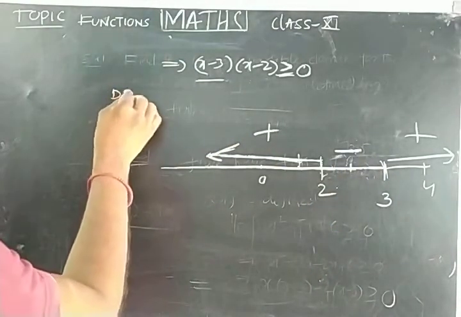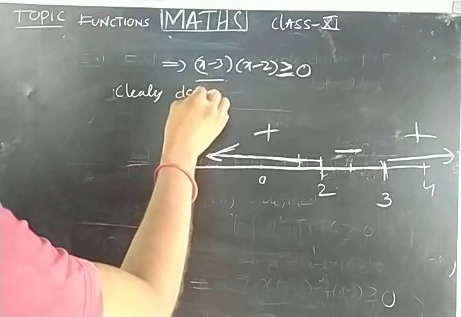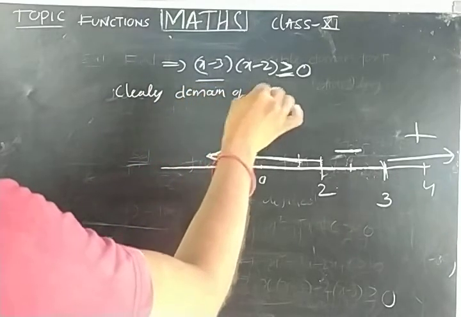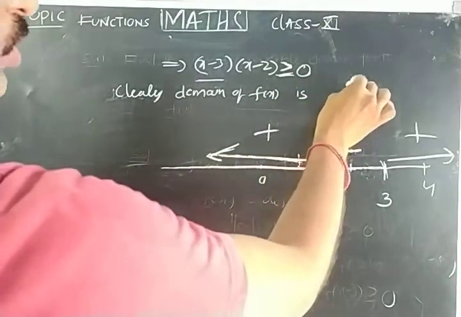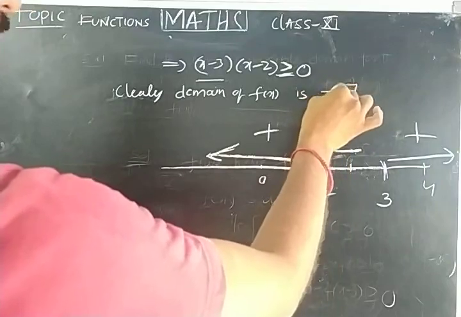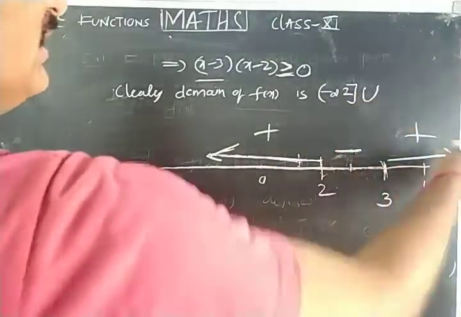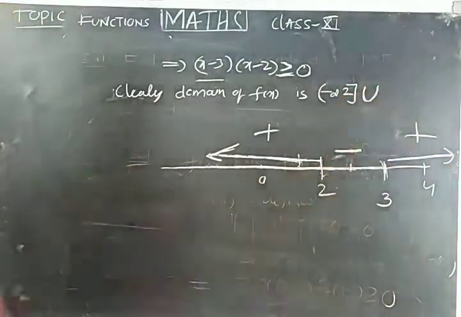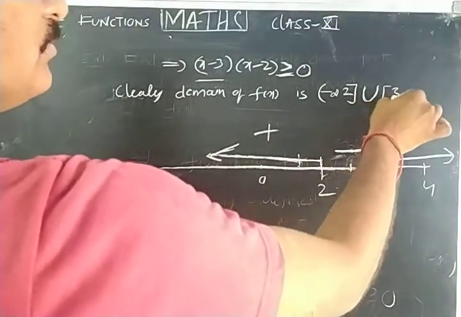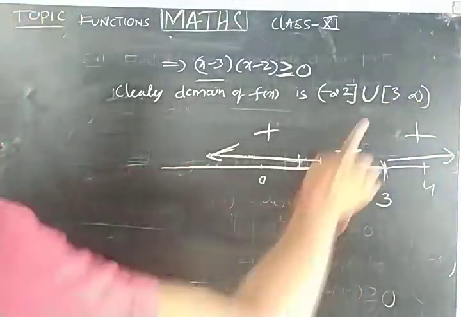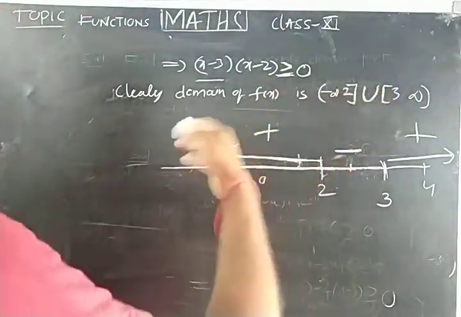So what is the domain of f of x? Clearly, the domain is from 2 to the left-hand side, including 2, so up to minus infinity you can take, and I am including these values also. Union, you can take that side values also, including 3 to infinity, a closed interval. At 3 also you can take, because greater than or equal to 2 also you can take.